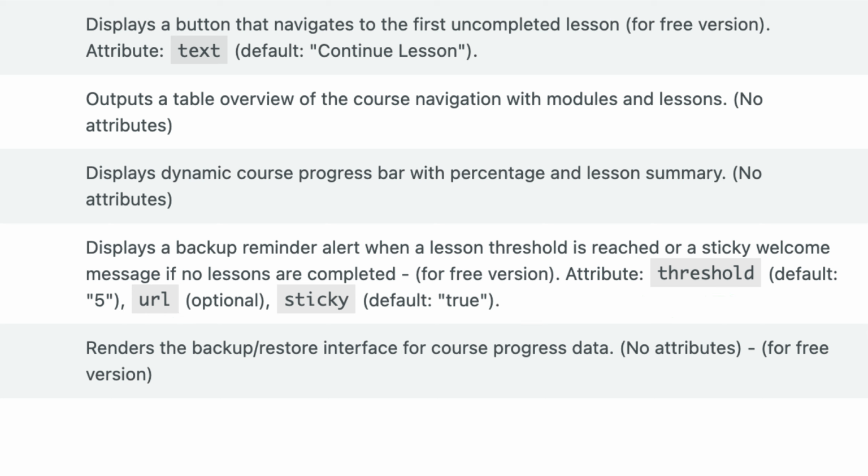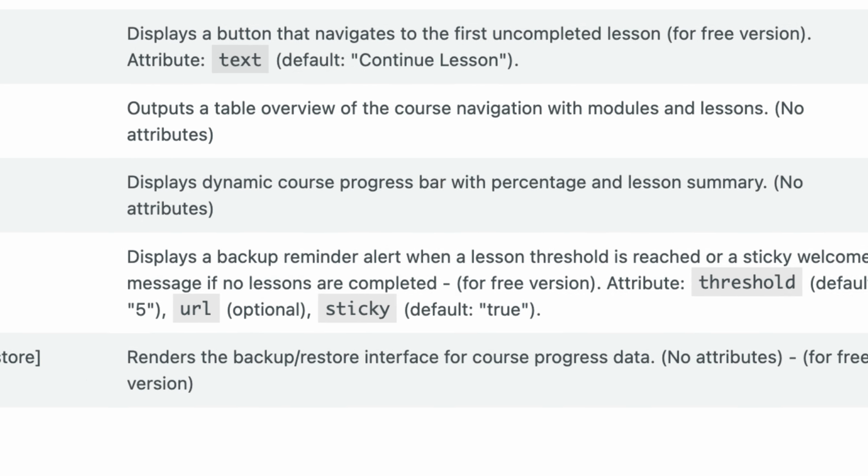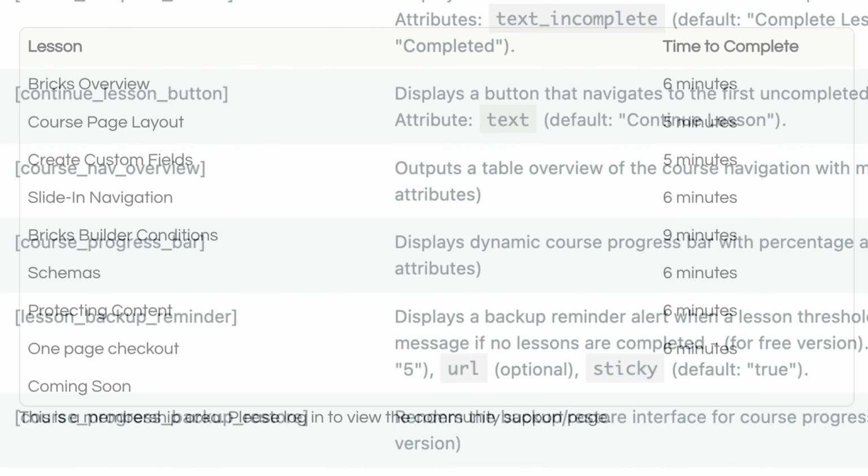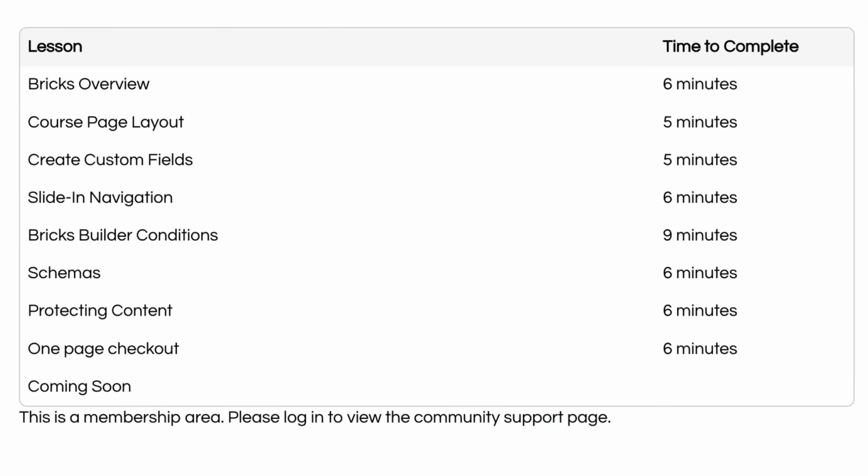Lastly, to create a table of all your lessons, you can use Course Nav Overview. This displays a detailed table of your course along with lesson times. You can place this on your course sign-up page, for example.